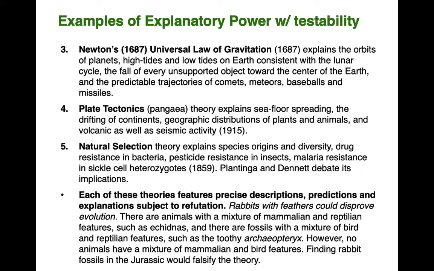Each of these theories features precise descriptions, predictions, and explanations subject to refutation. For instance, rabbits with feathers could disprove evolution. There are animals with a mixture of mammalian and reptilian features, such as echidnas. And there are fossils with a mixture of bird and reptilian features, such as the toothy Archaeopteryx. However, no animals have a mixture of mammalian and bird features. Finding rabbit fossils in the Jurassic period would falsify the theory.